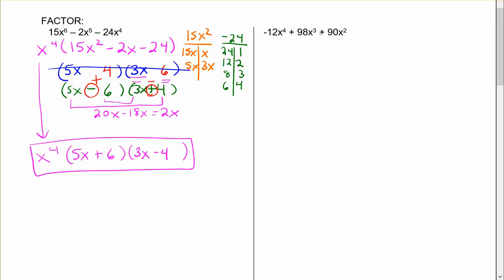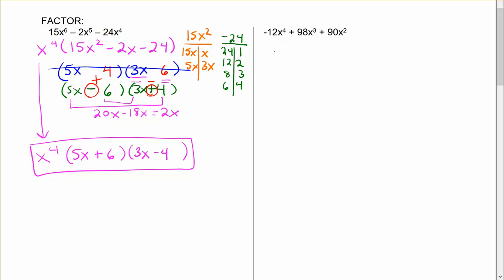First step, always look for a common factor. I again have a common factor of x in all of them, but I also have a numerical GCF here. I have a negative 12, 98, and 90. Let's see what would be my greatest common factor.